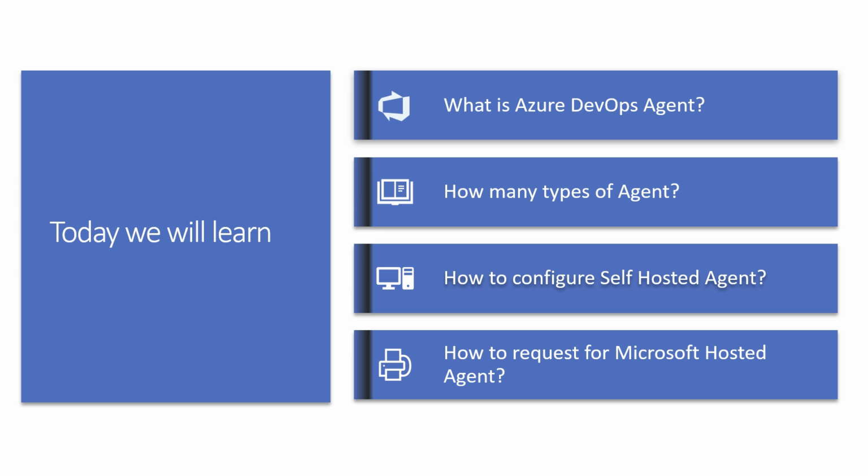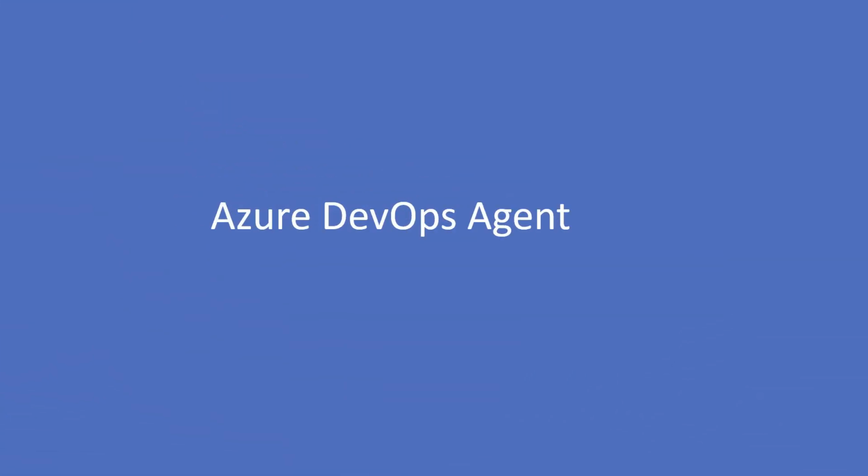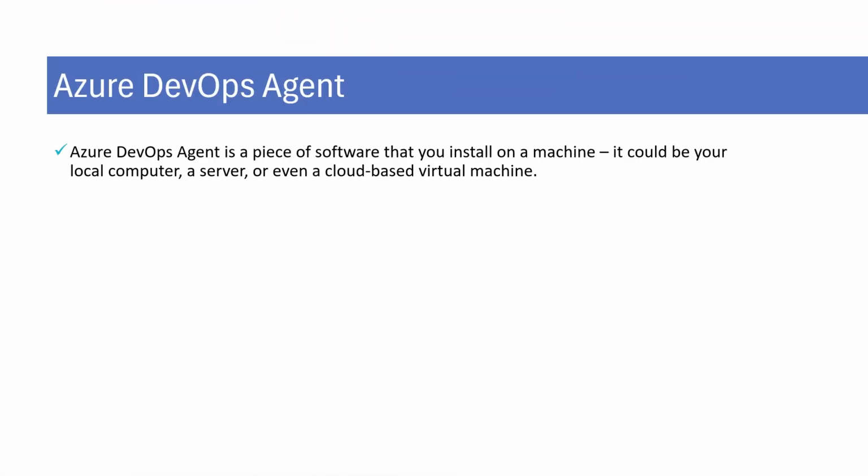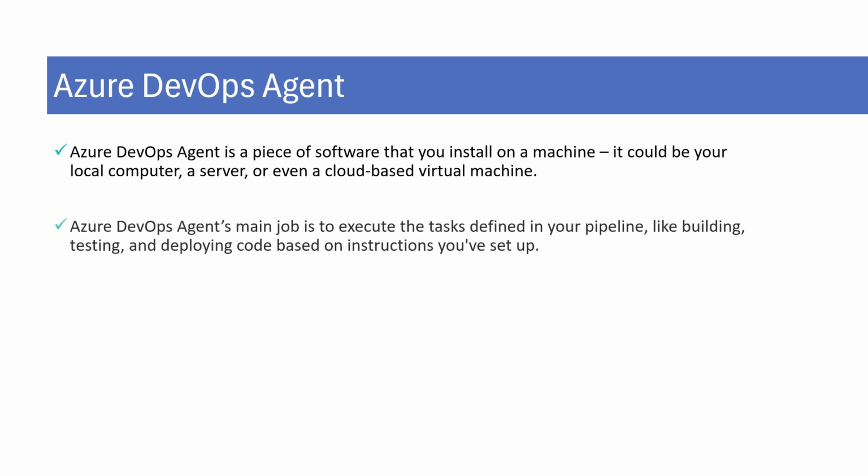So let's get started. Let's understand about Azure DevOps Agent. What does an Azure agent do? Azure DevOps Agent is a piece of software that you install on a machine. It could be your local system or a server or even a cloud-based virtual machine. Azure DevOps Agent's main job is to execute the tasks defined in your pipeline like building, testing and deploying code based on the instructions that you have set up.